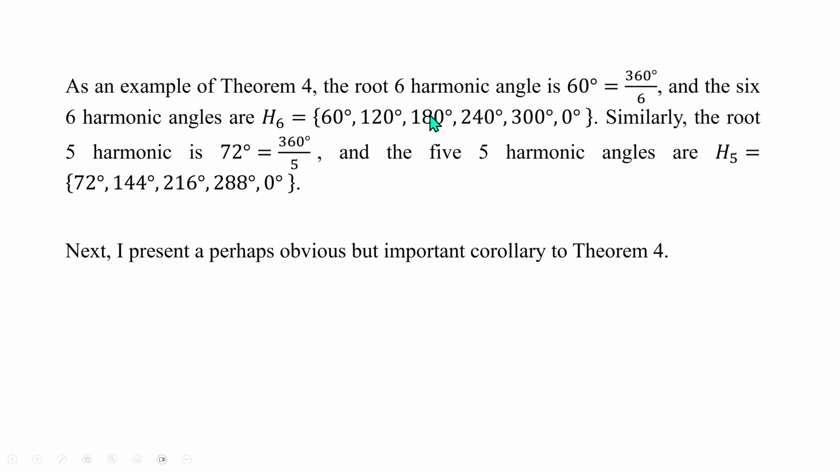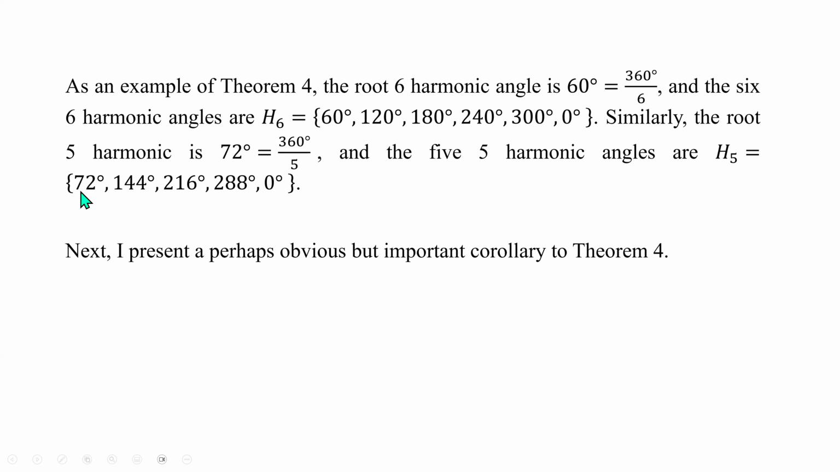60 degrees, 120 degrees, 180 degrees, 240 degrees, 300 degrees, and then when you get back to 360 degrees, that's equivalent to 0 degrees. Similarly, the root 5 harmonic is 72 degrees, 360 degrees divided by 5, and the five harmonic angles are theta sub 5 equal to 72 degrees, 144 degrees, 216 degrees, 288 degrees, and then the last one is 0 degrees. Again, this is the natural order to put these in.